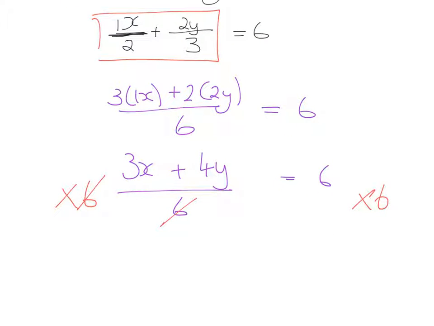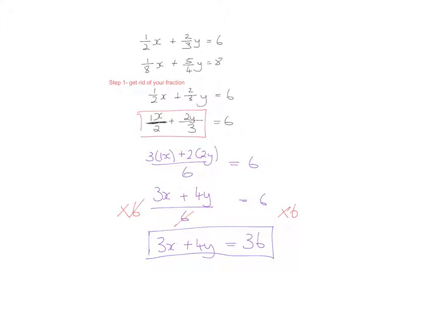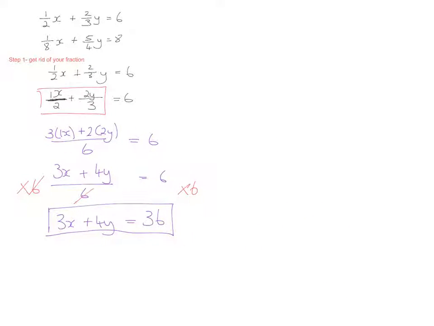My straight line now will be 3x plus 4y equals, on the right hand side on your screens, 6 by 6, which is going to give me 36. And this is a perfect equation I can use for a simultaneous equation. So I've done something with the first one. I'm just going to move that over there. And now I'm going to do something with the second one here. I'll draw a nice big line so we know we're on to the second one.